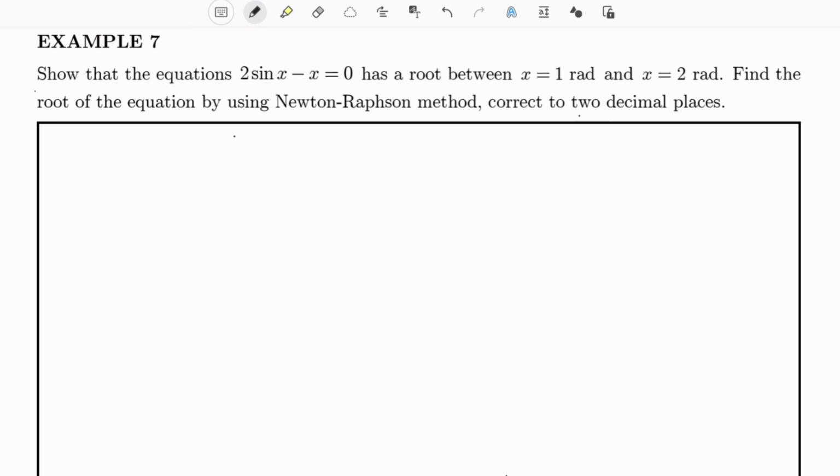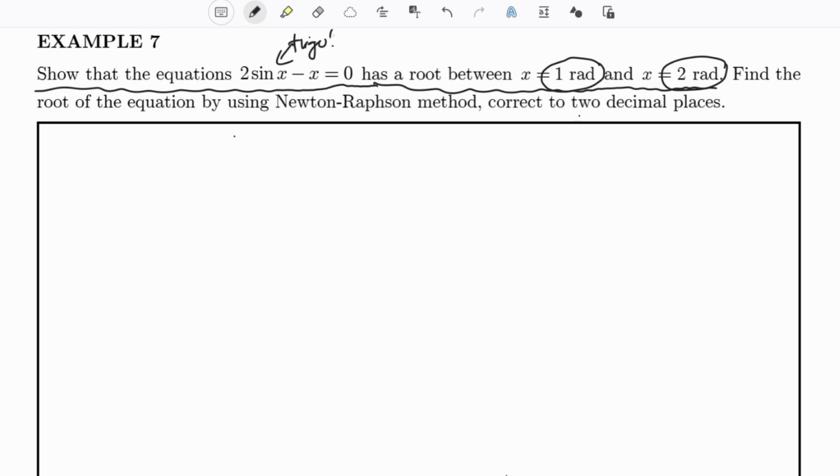Example 7. Show that the equation 2 sin x minus x equal to 0 has a root between x equal to 1 radian and x equal to 2 radian. Note that this is 1 radian, 2 radian. Why? Because the function is a trigo function. Find the root of the equation by using Newton-Raphson method, correct to 2 decimal places.